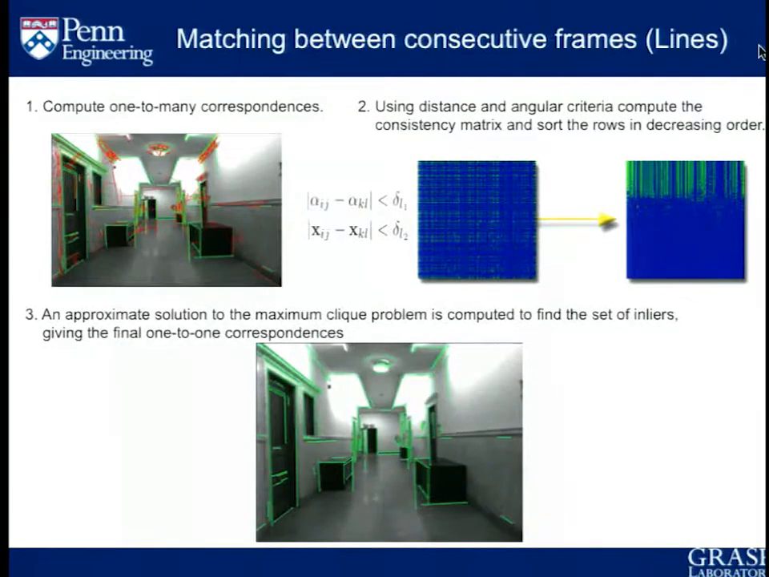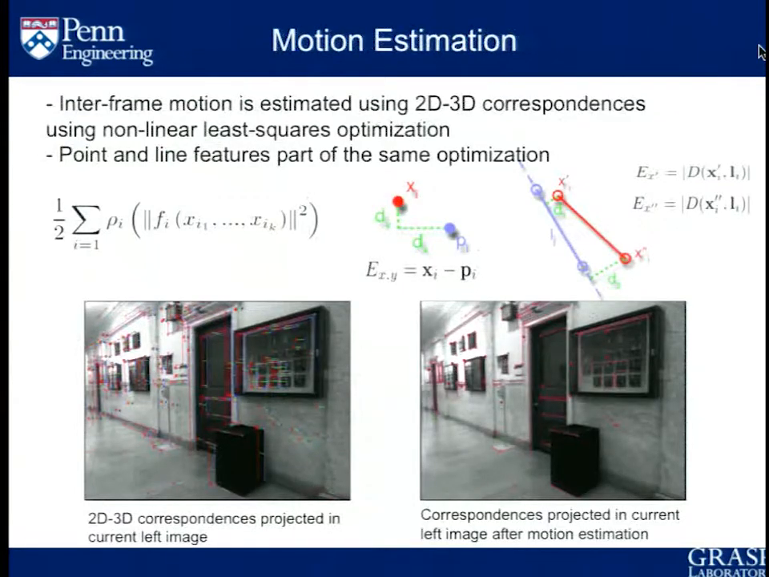We use maximum clique as inlier selection for both point and line features based on 2D and 3D consistencies. Using both the 3D point and line detections from the previous frame, we then estimate the incremental motion by projecting the 3D features from the previous frame into the current frame and minimizing a nonlinear least squares problem.